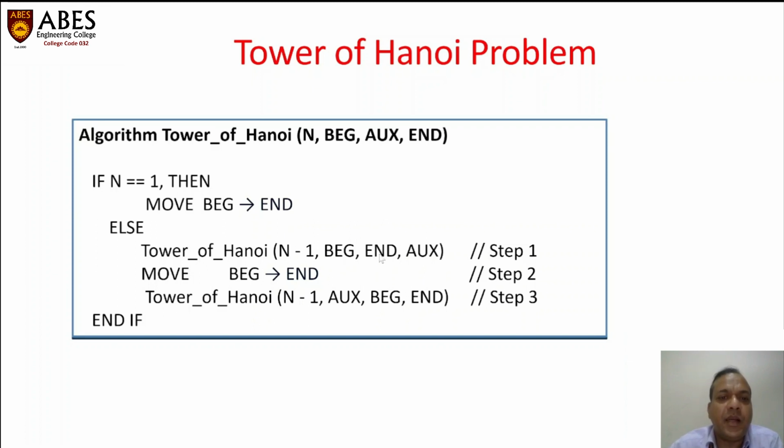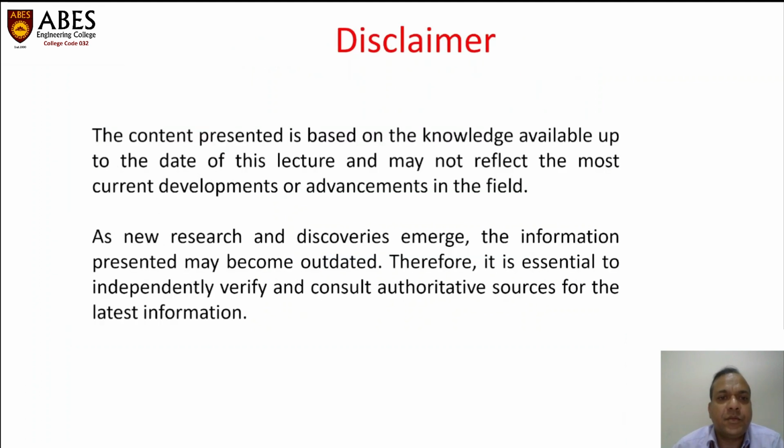Auxiliary will be the ending tower for this situation and end will work as an auxiliary tower. Now the last disk, that is the biggest disk, will be transferred from begin to end. And finally the n minus 1 disks which we kept in the auxiliary tower in step 1 will be transferred from auxiliary to end, using begin as an auxiliary tower. So this is how we transfer n disks from tower A to tower C or tower begin to tower end.